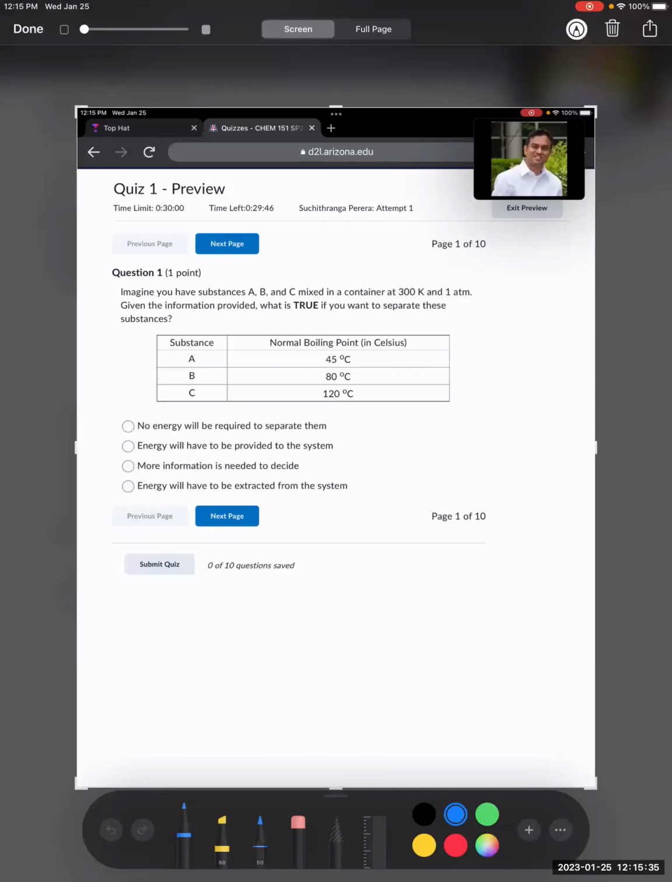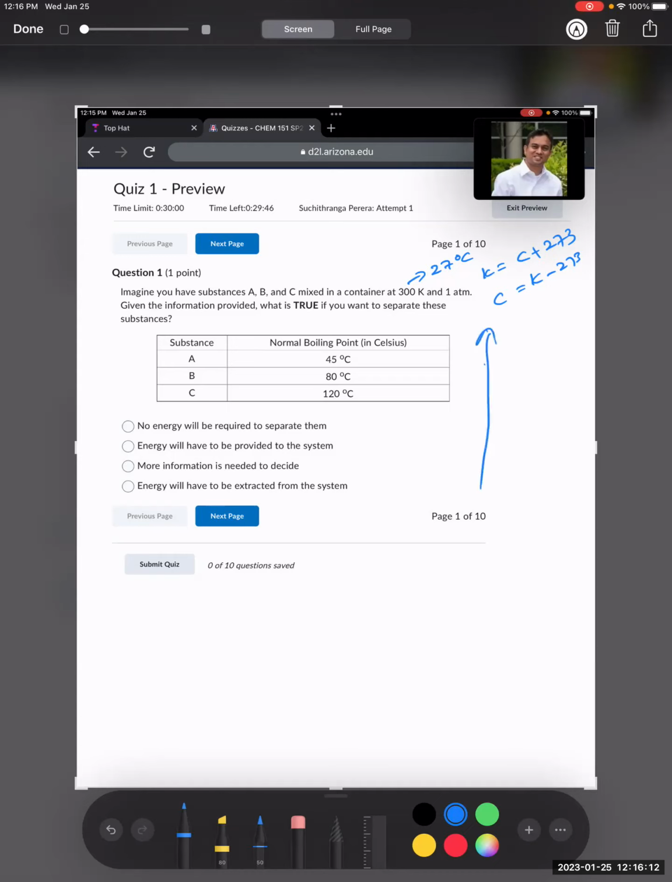that 300 Kelvin is around 27 degrees Celsius, because remember the Kelvin temperature is Celsius plus 273. Therefore, Celsius must be Kelvin minus 273. So 300 minus 273 is around 27. And so the current temperature is below the boiling temperatures of all of them.